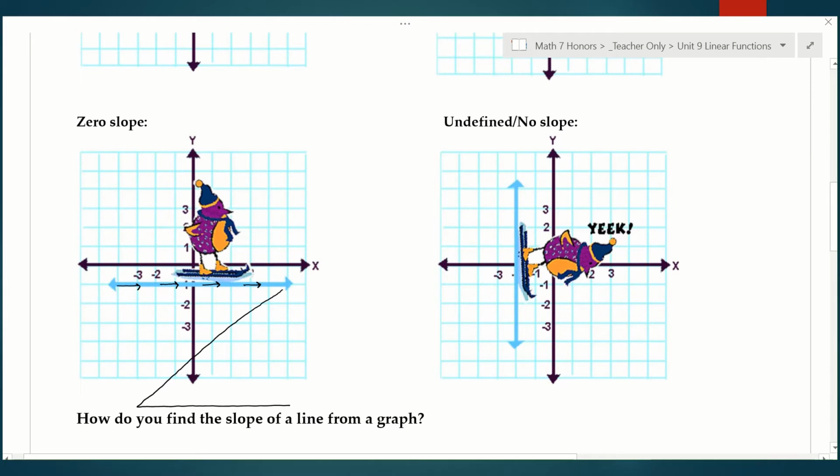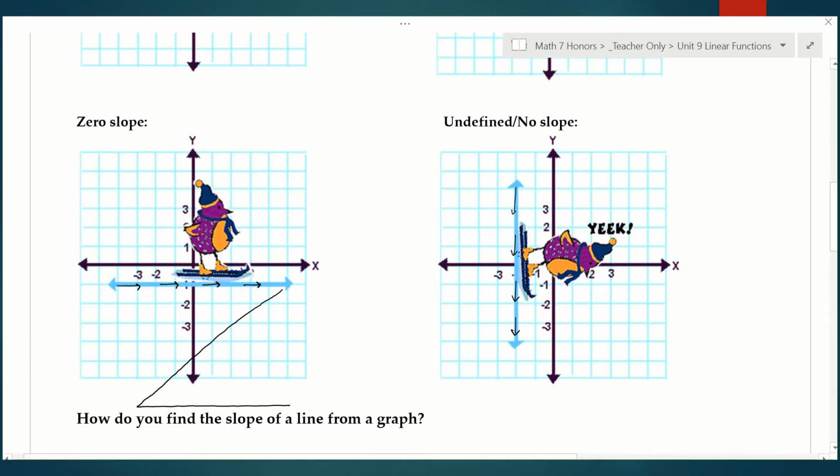And then for undefined or no slope, so you'll hear it called both of those things. I tend to use undefined, but you might hear it called no slope. Basically, this is a vertical line. Okay, so poor little ski bird, I don't know if he's going to make it out of this one. He is going straight down the mountain here. So undefined is when there is a rise, but there is no run. So you're basically just going straight down.